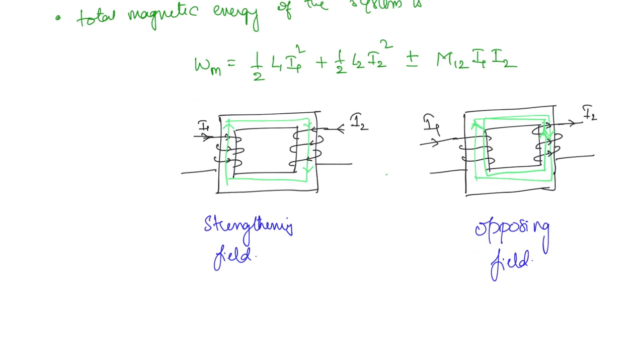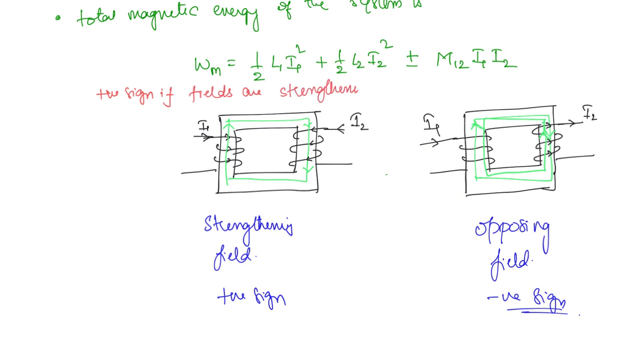Okay, in this case we use the positive sign and in this case we use the negative sign. Okay, so here you can write positive sign if fields are strengthening each other, and negative sign if fields are opposing each other. Okay, so depending on the direction of the field, you are going to take the appropriate sign.